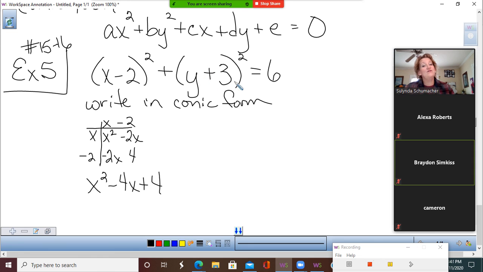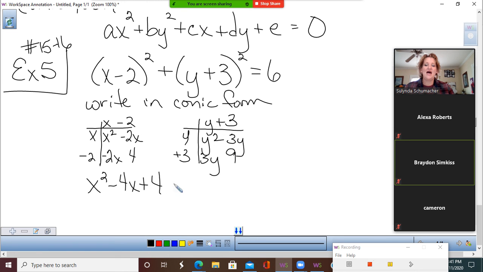I now have to do this one. So I'm going to do another little tiny box with y plus 3 times y plus 3. y times y is y squared. y times 3 is 3y. y times 3 is 3y. 3 times 3 is 9. So I have plus y squared plus 3y plus 9 equals 6.